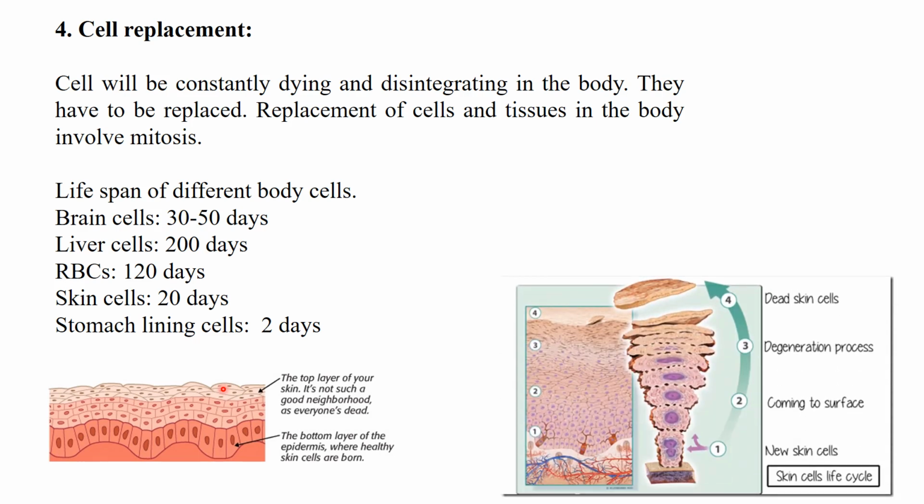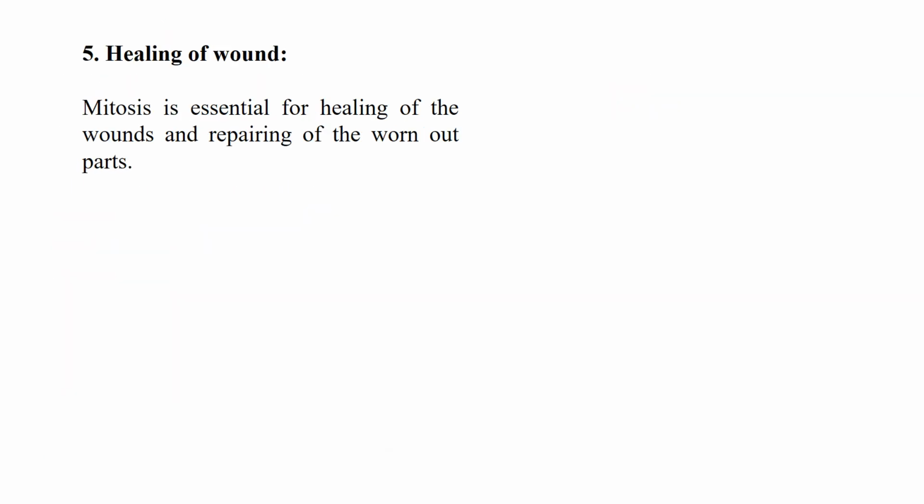It's the skin cell life cycle. The new skin cells will form at the bottom. They will come to the surface. In the degeneration process, the old cells degenerate and the dead cells are removed. So dead cells को कौन replace करेगा? New cells replace करेंगे. This process will take place after 20 to 30 days in the case of skin cells, and RBCs are replaced after 120 days.